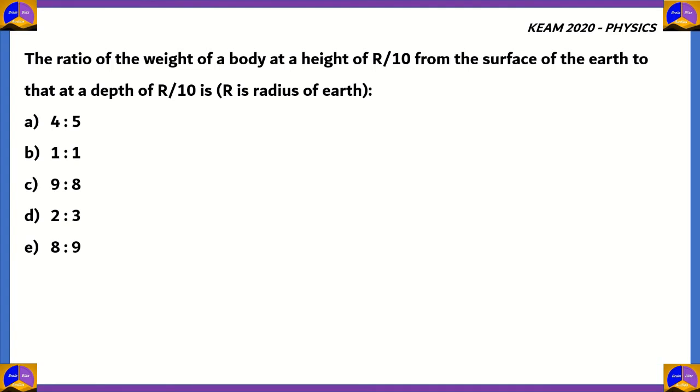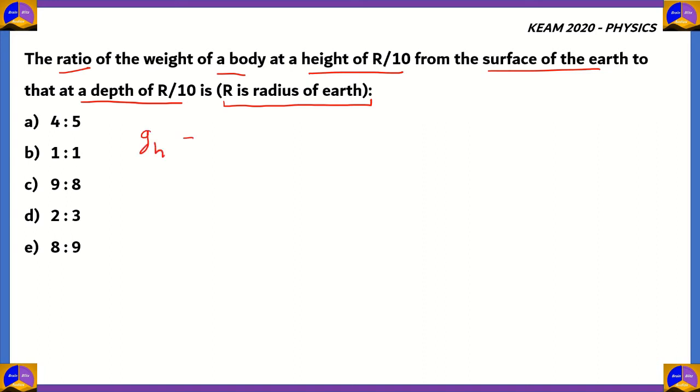Now let's look at another question of physics. The ratio of the weight of a body at a height of R by 10 from the surface of the earth to that at a depth of R by 10 is. Now you can consider capital R as the radius of the earth. Well, in order to compare these two values, we have to first use the formulae for the acceleration due to gravity at a height h and the acceleration due to gravity at a depth d.